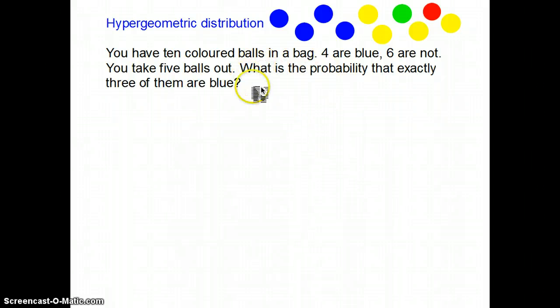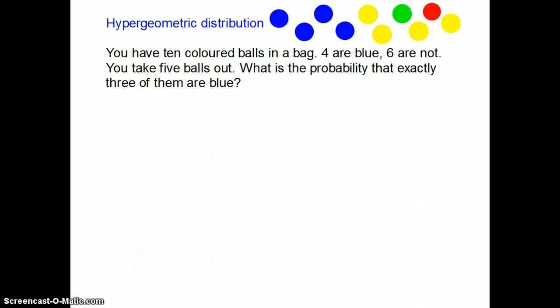So far it sounds a little bit like a binomial distribution problem, but there is a key difference here, and that is that as we take the different balls out, the probabilities change. So because the probabilities aren't fixed, which we need for a binomial, we need a different way of solving it.